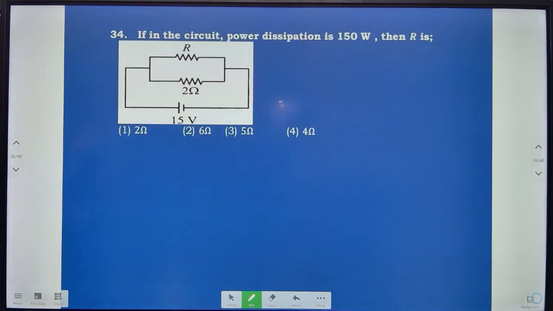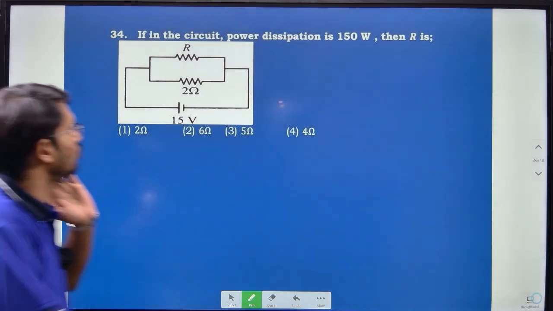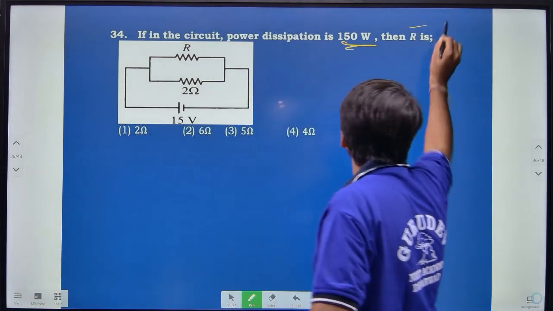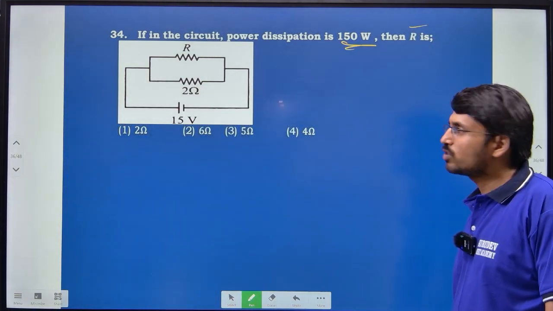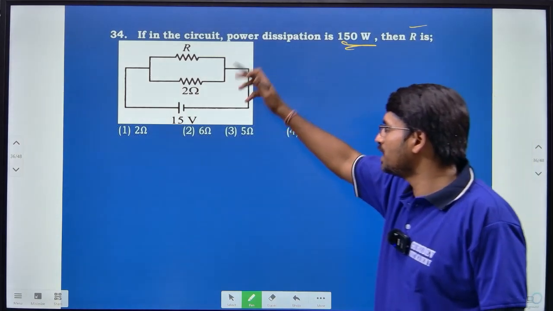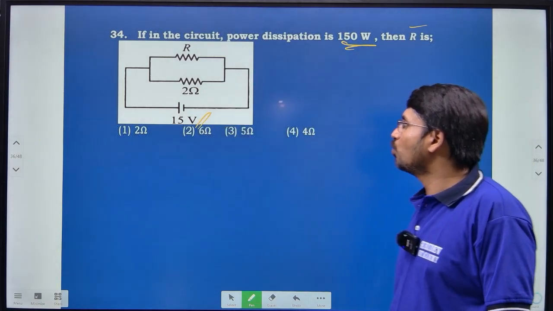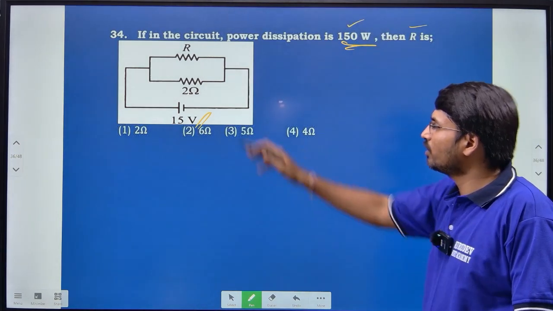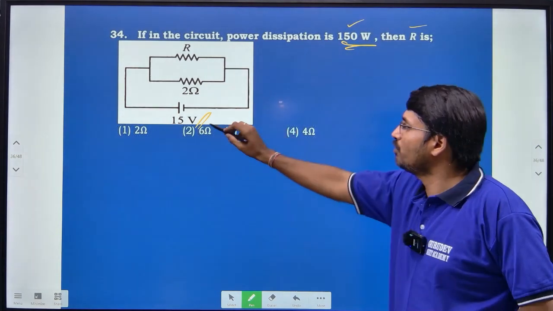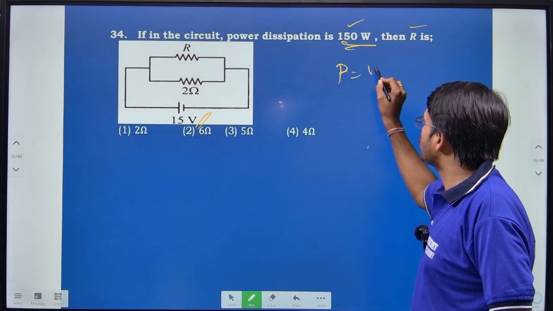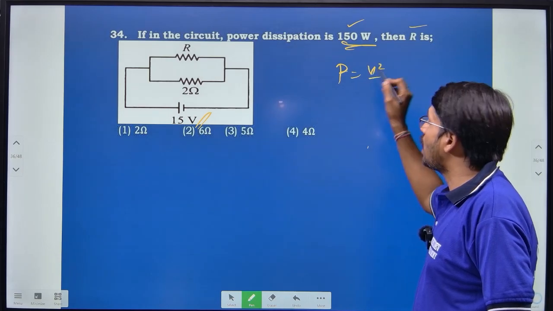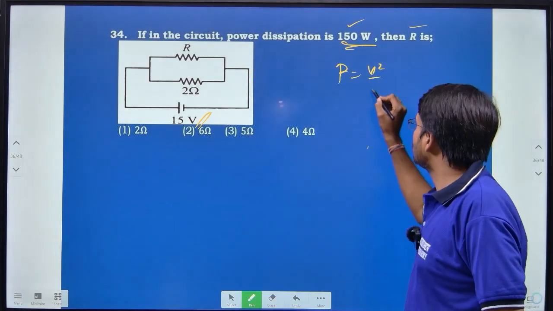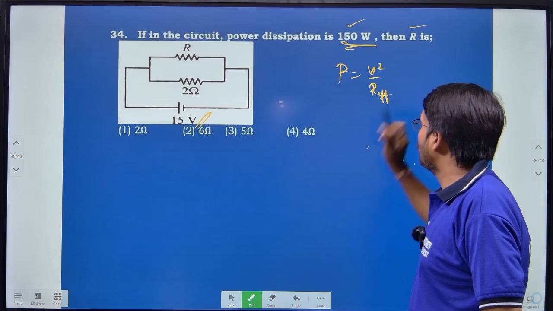Fine. Next, in the circuit, power dissipation is 150 watt. So what is the value of R? Look at this one. We have a parallel combination, and 15 volt is given across it. We know the power P, so what can we write? We know the V here, so I'll write P equals V square divided by R effective. It is not just R, it is R effective.